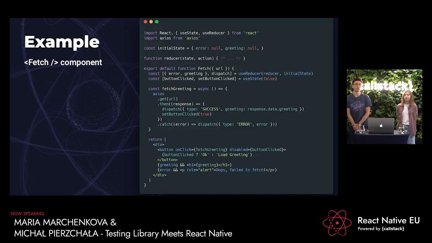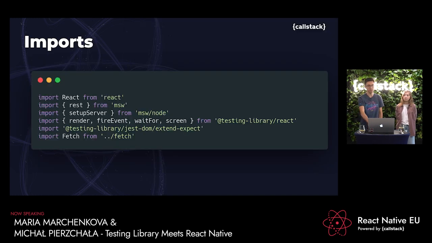So how do you use a testing library to test some React code? Let's see an example. Here we have a React component called Fetch. It has some internal state, some logic to fetch greetings with the Axios library and dispatch success or error when appropriate. It renders a button displaying "Load greeting" or "OK", and a greeting or an error text returned from the server.